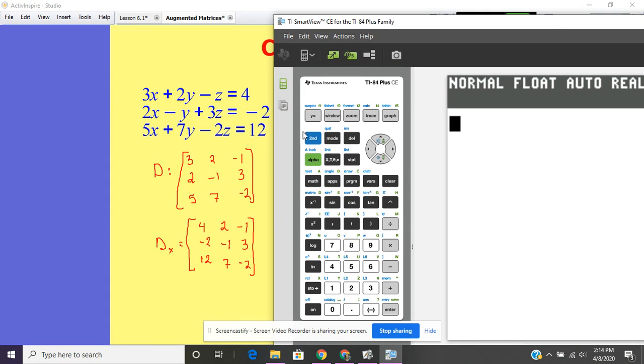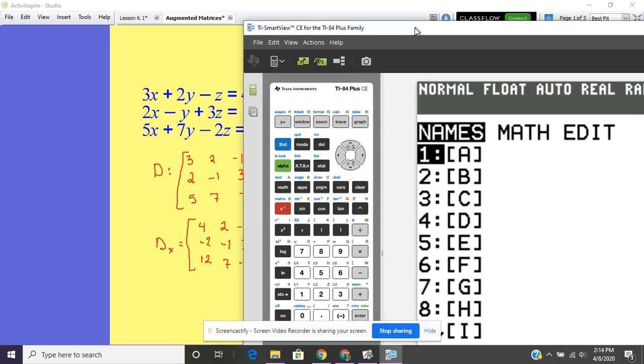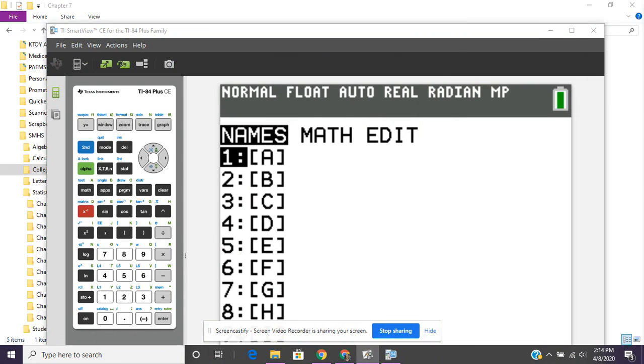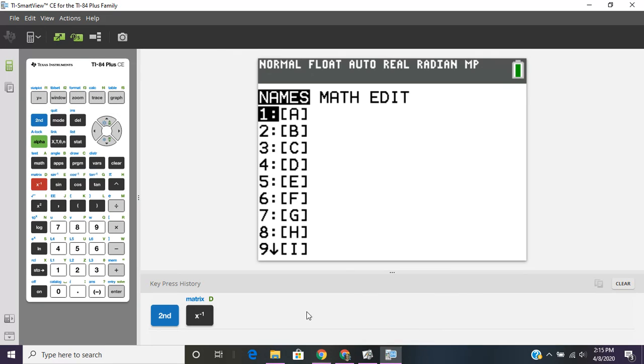So I'm going to start here, and you're going to go second matrix. All right, I'm going to do a couple things here. Let me move this. So second matrix, and if I do this, then you can actually see my key sequence down here at the bottom. The first menu that comes up is names. I don't want to mess with that. I don't want to do any math yet. I want to edit an actual matrix. So I'm going to go in and edit matrix 1.